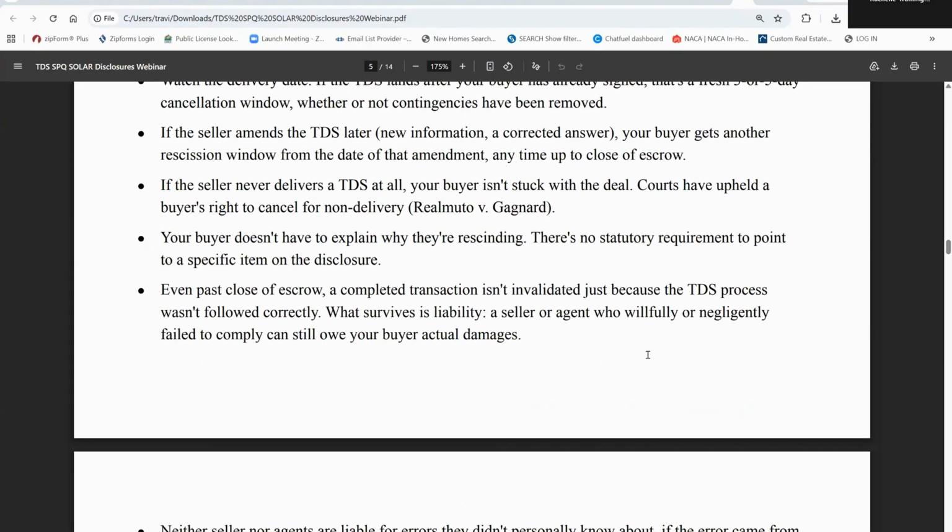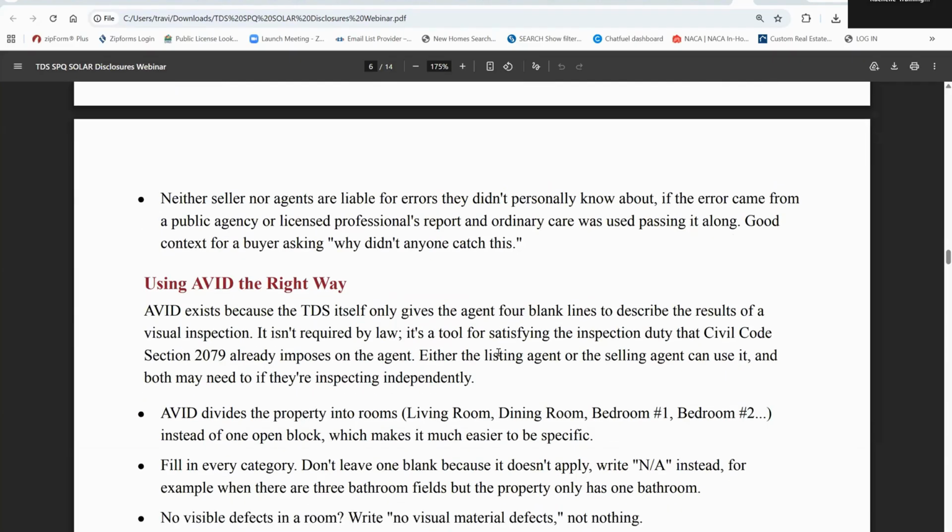Your buyer doesn't have to explain why they're rescinding. There's no statutory requirement to point to a specific item on the disclosure. Even past close of escrow, a completed transaction isn't invalidated just because the TDS process wasn't followed correctly. What survives is liability. A seller or agent who willfully or negligently failed to comply can still owe your buyer actual damages. Neither seller nor agent are liable for errors they didn't personally know about.